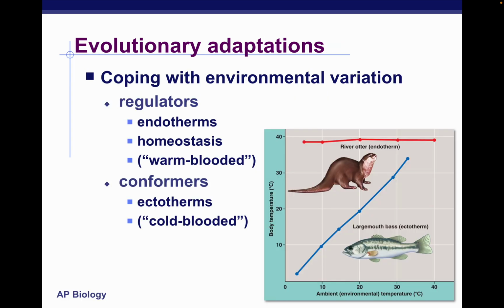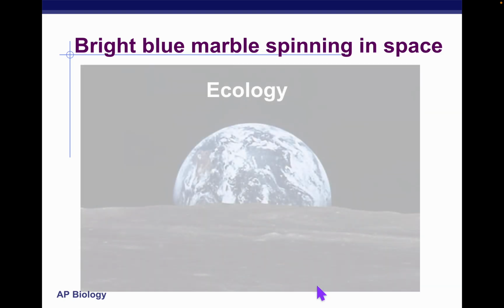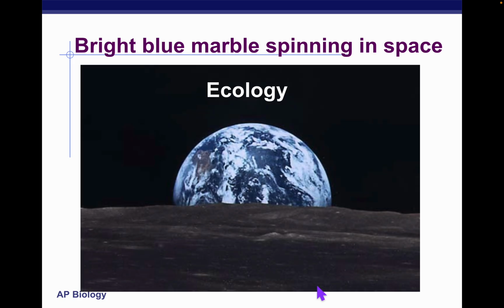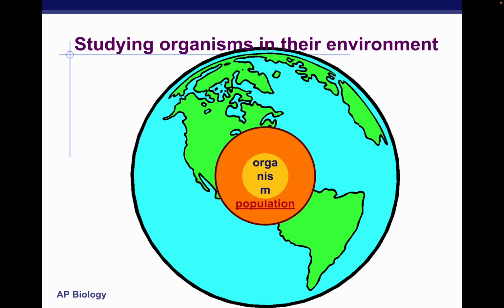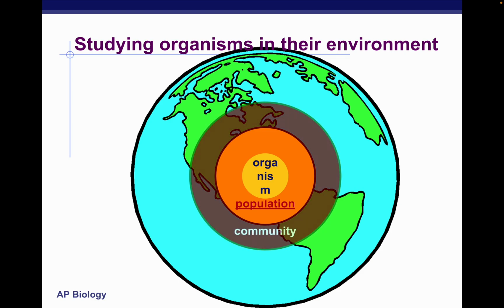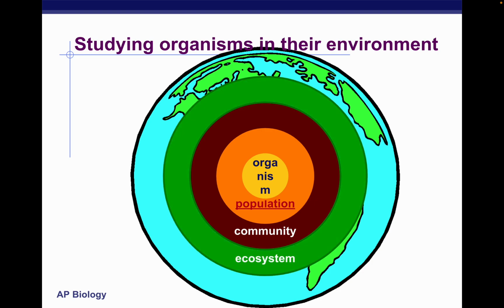Evolutionary adaptations: coping with environmental variation. We have regulators such as endotherms, whose body temperature remains constant, and then we have conformers like ectotherms, which we've talked about before. This is just showing you a pretty picture of the Earth. Organisms, populations. We'll be getting into communities. We're going to study populations a little bit longer. Ecosystems. All right.